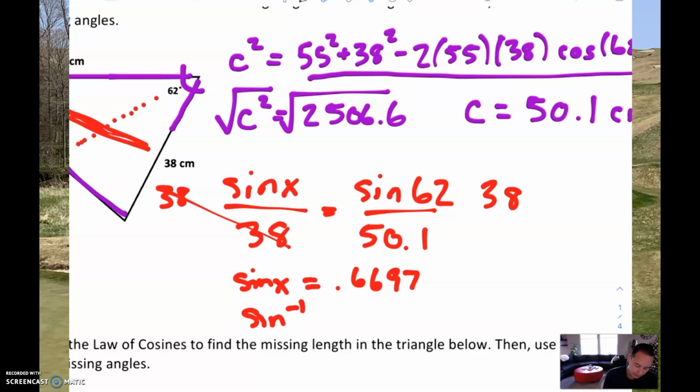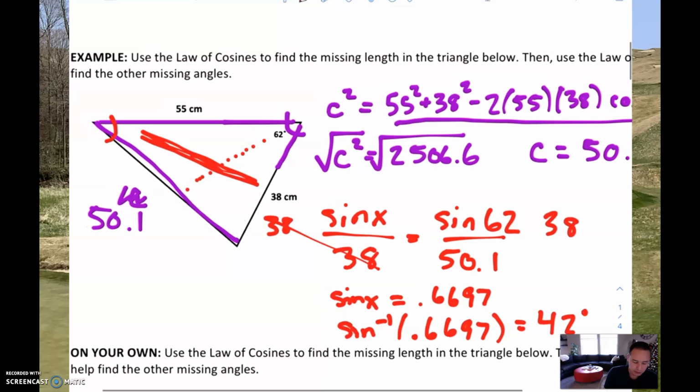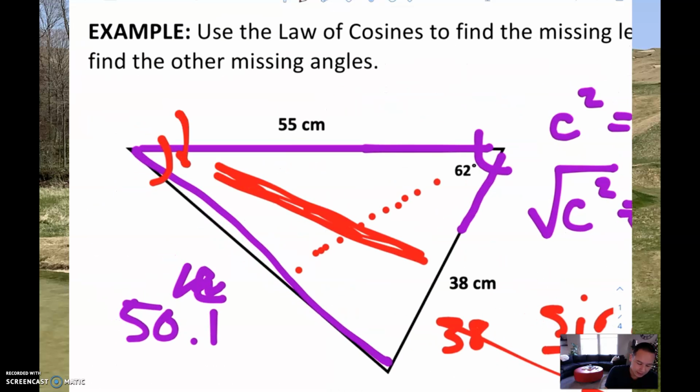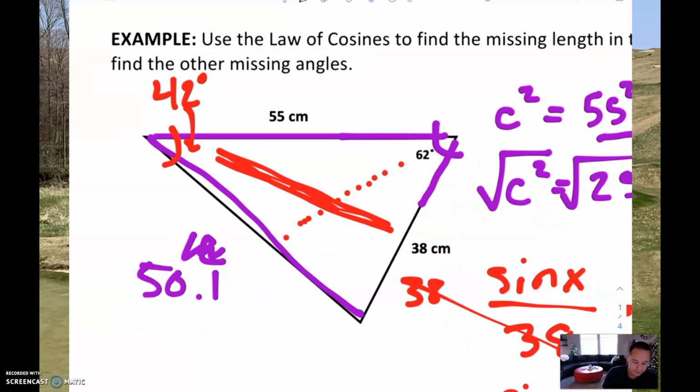So we're going to do inverse sine of 0.6697, and that's going to give us an angle of 42 degrees. So we've now found that this angle here is 42 degrees.